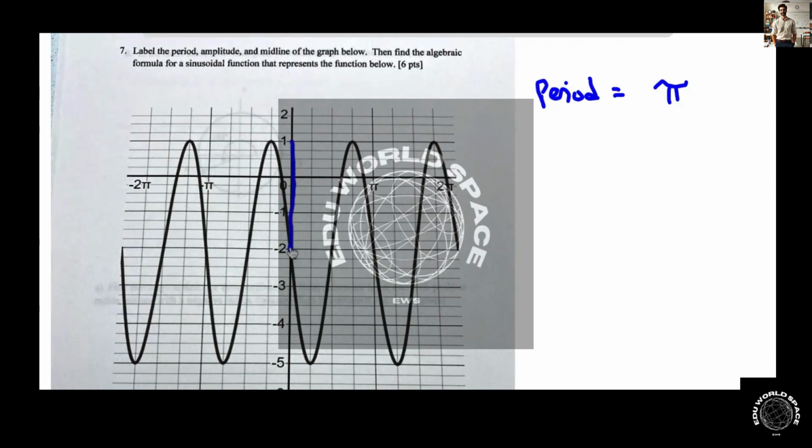The amplitude from that midline will be how far down and up it goes from that midline. So from -2 up to 1 and from -2 down to -5, that would be an amplitude of 3 units. The midline is that baseline. Again, if we were labeling, this would be the amplitude. Amplitude is 3 and the period is pi.